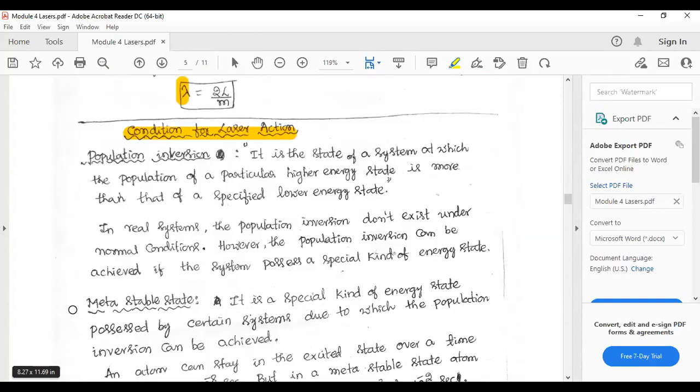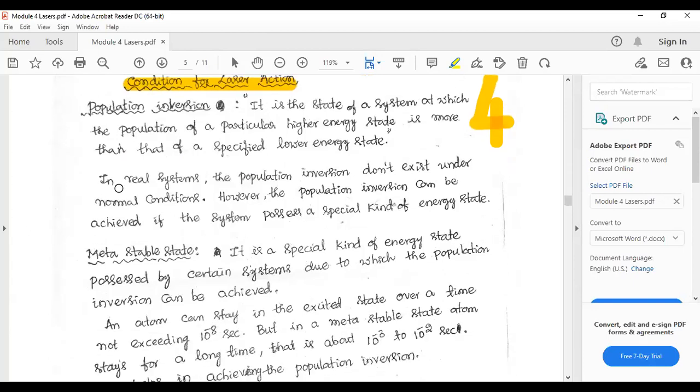Let us move towards the condition for laser action. This again will be asked for 4 marks. There are 2 conditions for achieving laser action. One is population inversion and the other one is the metastable state. Population inversion means the number of atoms in the ground state must be less than the number of atoms in the excited state. This is known as population inversion.